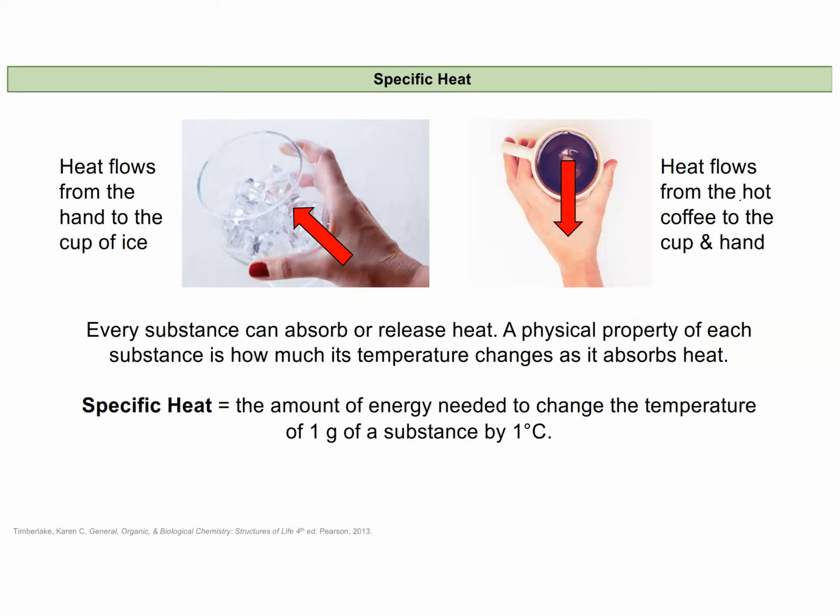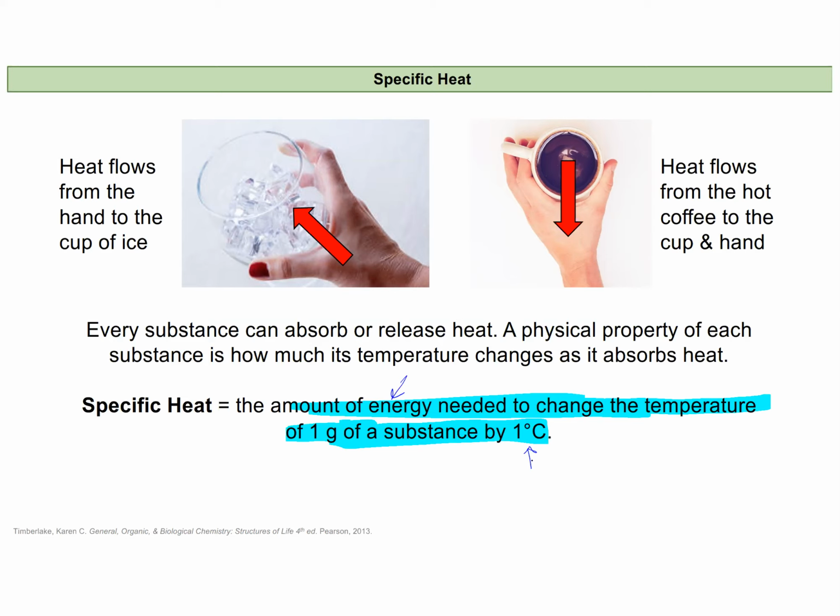So specific heat is really then, we define it specifically as what is the change in the temperature of 1 gram of a substance by 1 degree Celsius. How much of that energy is needed to make that happen? And that changes based on the substance. So different substances require more or less energy to increase in temperature by 1 degree Celsius.